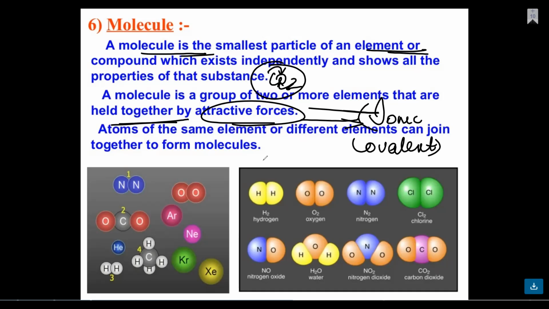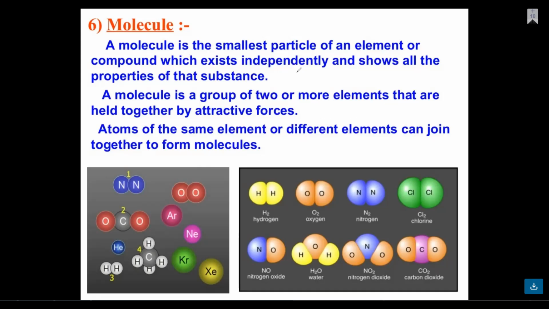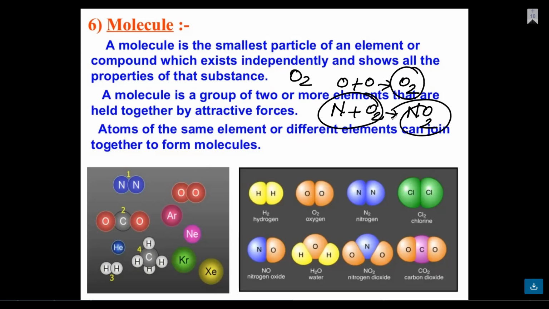These will be discussed later. But the atoms of the same element or different elements can together form molecules. Atoms of the same element, for example oxygen, O plus O, O2. Or nitrogen plus O2, which is NO2. So atoms of similar elements can form molecules, or atoms of different elements can also form molecules. In any way, they can form molecules. A molecule is the smallest particle of an element which can exist independently and shows the properties of that substance.